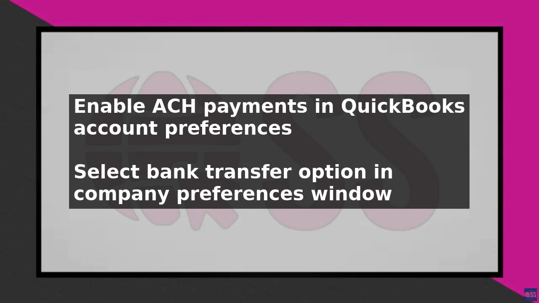To send an ACH payment through QuickBooks, start by setting up your ACH payment system. First, you need to enable ACH payments in your QuickBooks account. Go to the Edit menu, then click on Preferences, and select the Company Preferences tab. In the Company Preferences window, click on the Payments tab and select the Bank Transfer option.